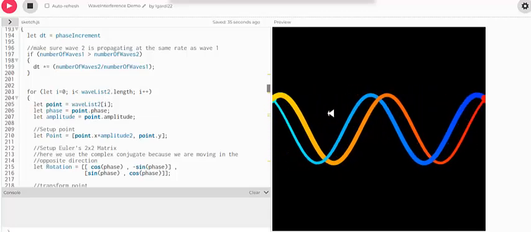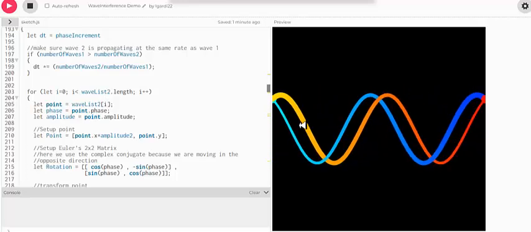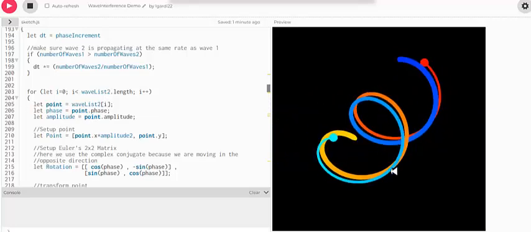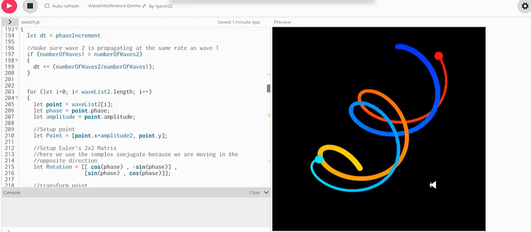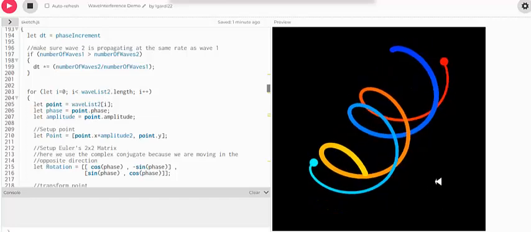Although these look like sine waves when looking at it from this view, these are in fact helix waves. So there's two helix waves that are moving in opposite directions, and sometimes they coincide and sometimes they don't.